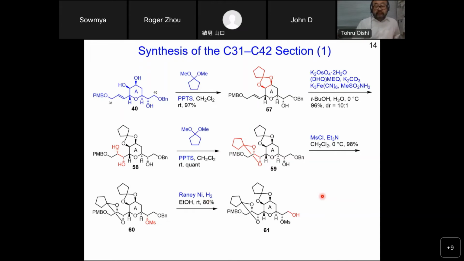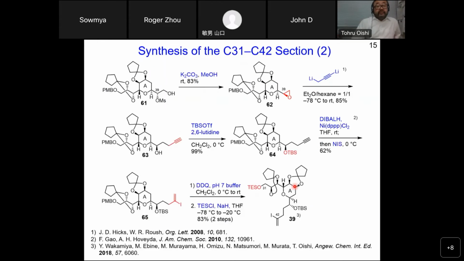with iron and nickel. Then this alcohol was treated with potassium carbonate in methanol. The intramolecular SN2 reaction occurred to give the terminal epoxide with inversion of stereochemistry at C39, which was treated with this lithium reagent. The epoxide opening occurred here to give the terminal alkyne. Then the secondary alcohol was protected as TBS ether.